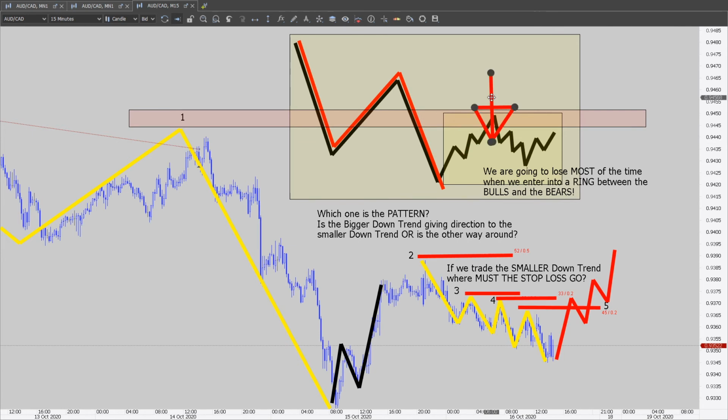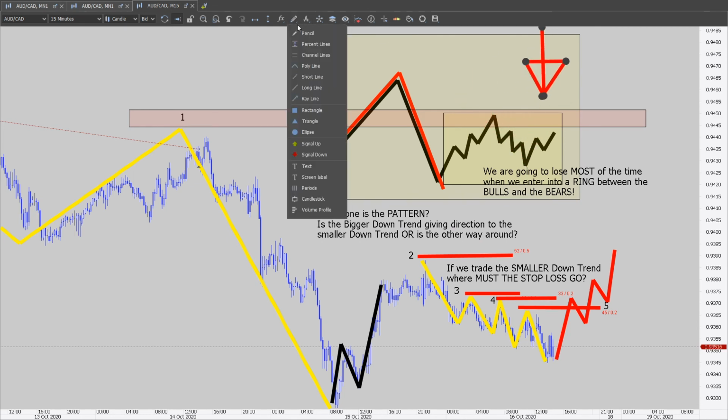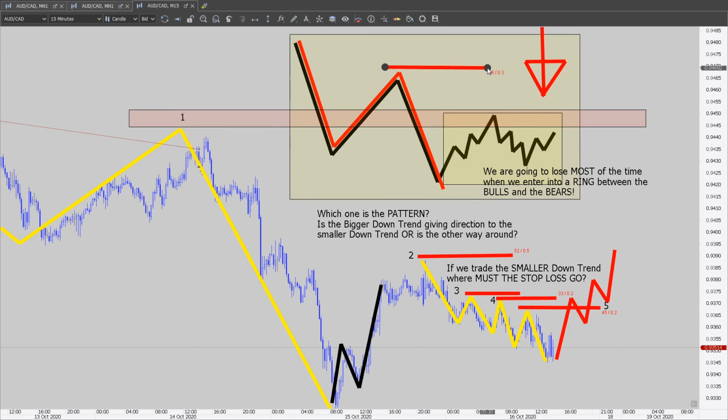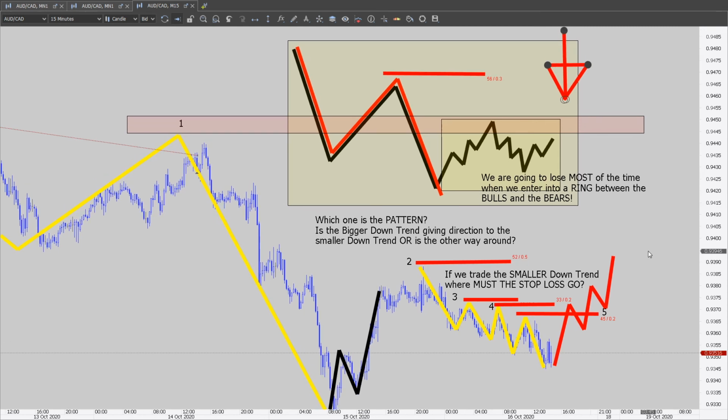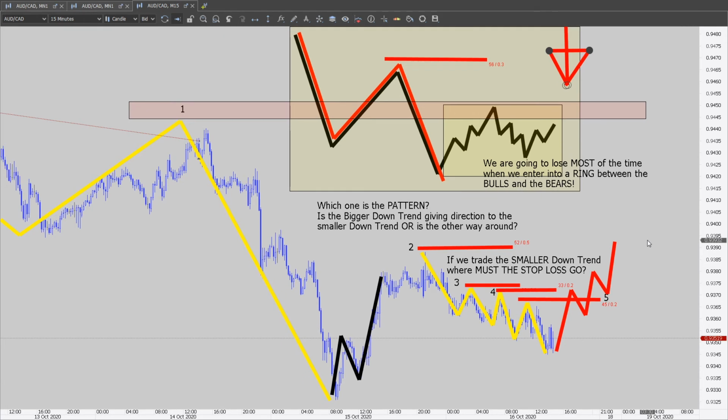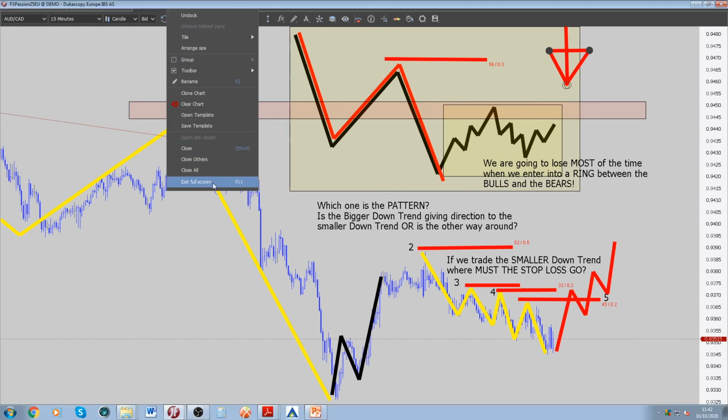Here is where bulls and bears are fighting for control. This is the ring. What is going to happen, you know? Short-term trends are the ring. Who is going to win? Well, in reality, the pattern is still there. The bears are winning the game. Does this make sense to you, everybody? Okay, so this is AUD CAD, great job.